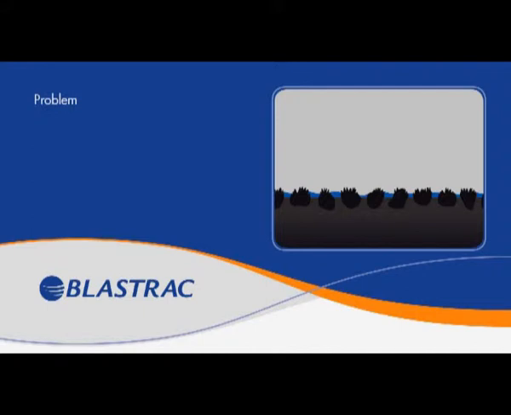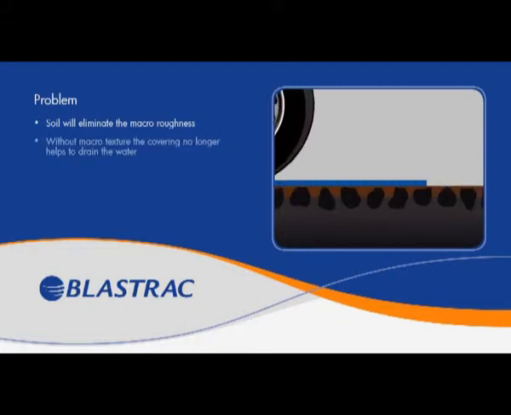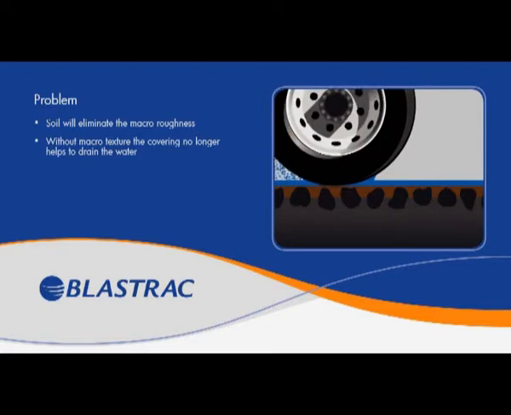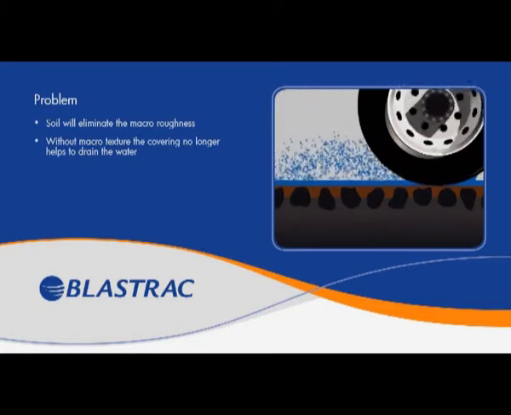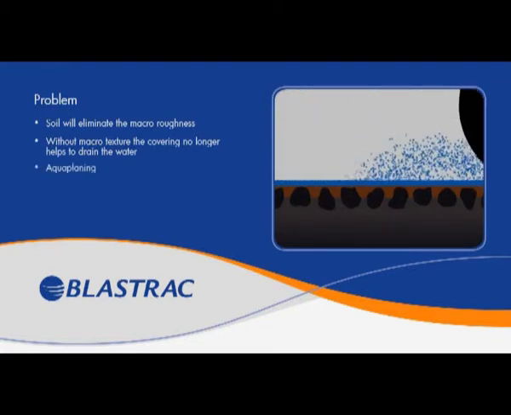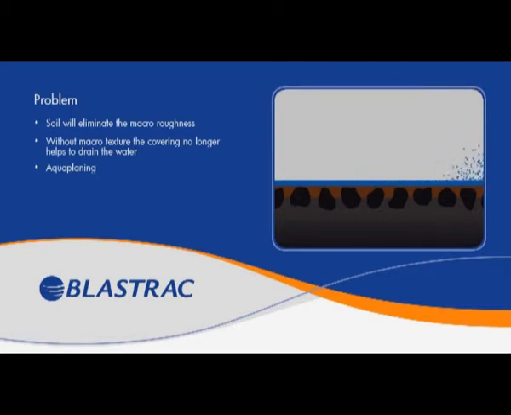Over a period of time, and depending on the type of covering, aggregate, and the frequency of traffic, the rubber marks left by car or aircraft tires will gradually make the aggregate smooth and eliminate the micro texture. Soil on the road or runway surface will eliminate the macro roughness. Without macro texture, the covering no longer helps to drain the water from the road or runway, and the film of water that then appears on the surface is responsible for aquaplaning.